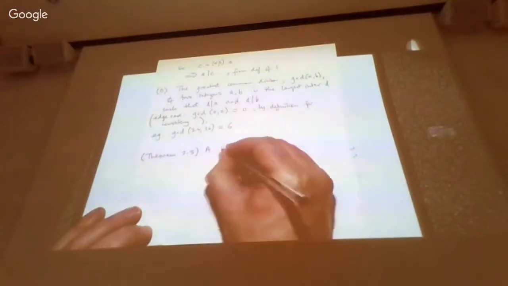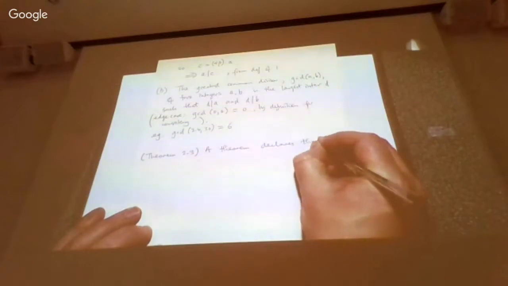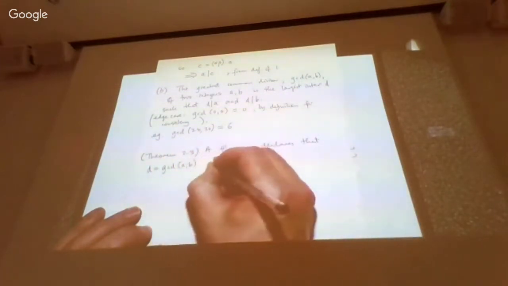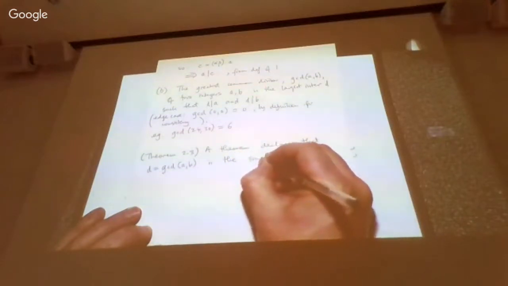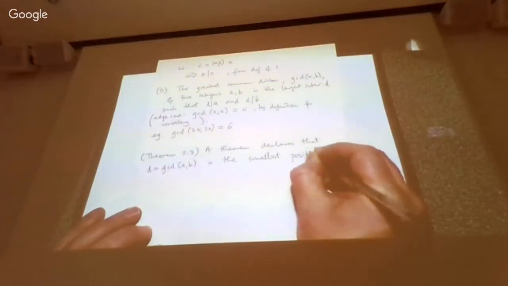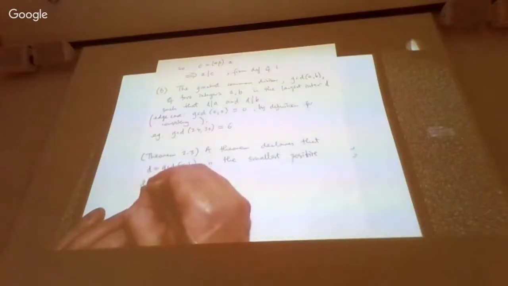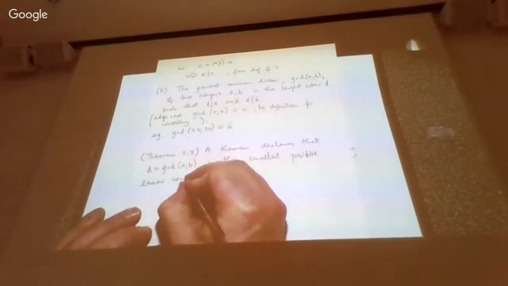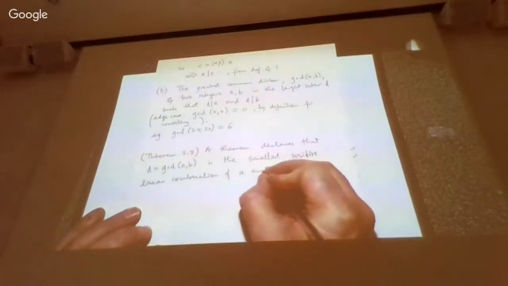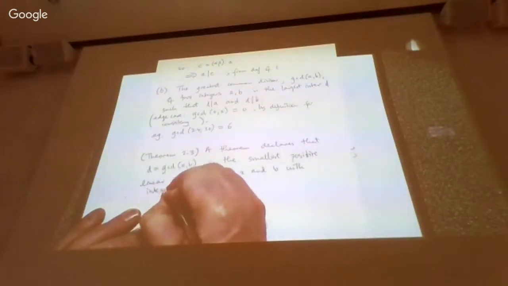So a theorem declares that D, which is the GCD of A and B, is the smallest positive. There's two things we want to be very clear here. The smallest positive, strictly bigger than 0, smallest positive linear combination of A and B, with integer coefficients, just to really pin it down.